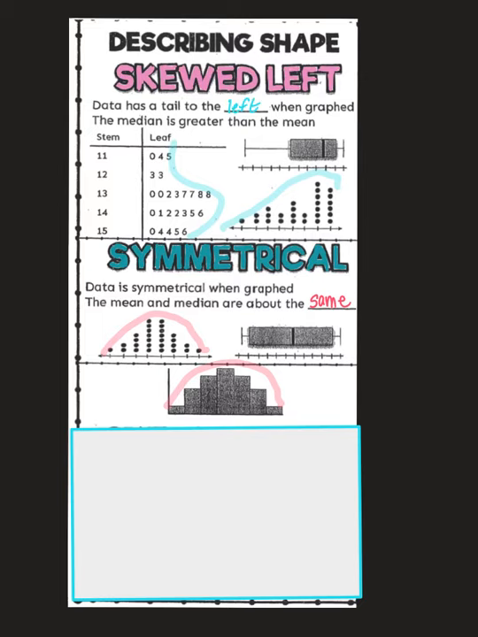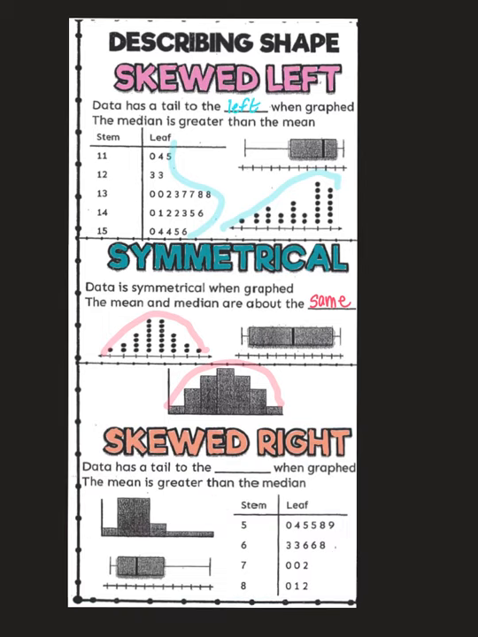If it's not symmetrical, it could also be skewed right. Skewed right will have a tail to the right when graphed. So if you look right here, this goes like this, and then it's got that long tail to the right. Here, the whisker is long to the right. Here, most of my data is clustered in the beginning, and down here, it's to the right.